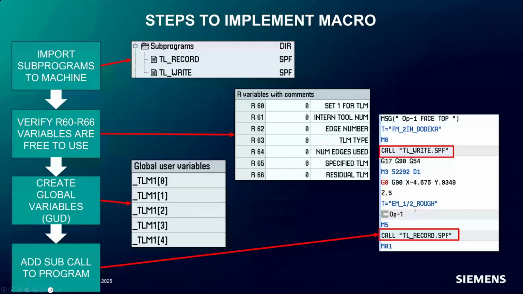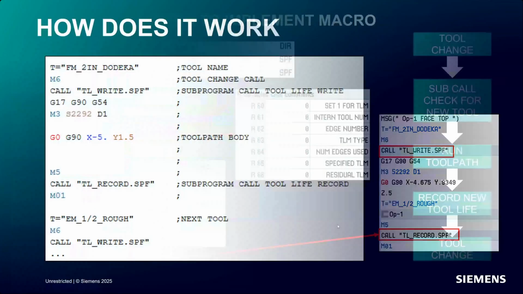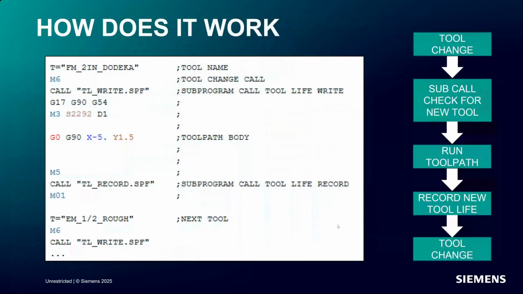And then the last thing we need to do is just add these 2 lines to the program. So we're adding it as a subprogram call to our program. So how does this work? What happens when this runs?